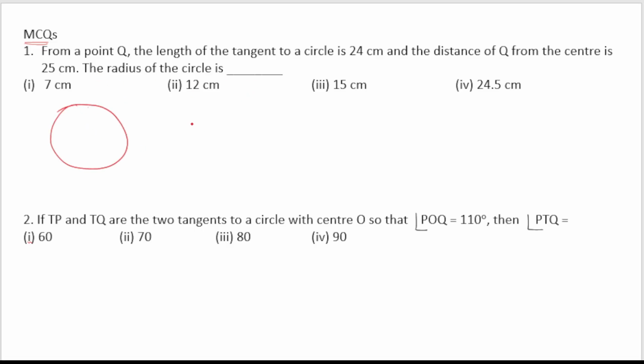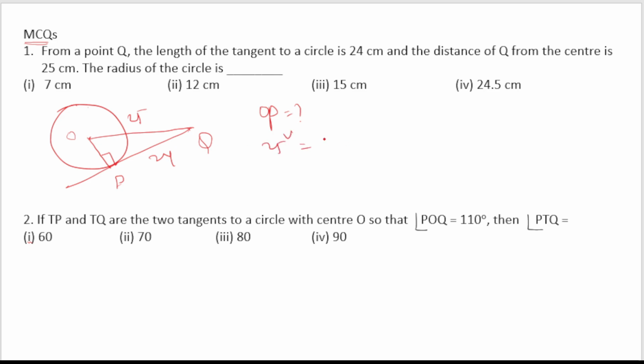See, this is a circle and from a point Q, the length of the tangent to the circle is 24 centimeters, and the distance of Q from the center O is 25 centimeters. The tangent is perpendicular to the radius and we will assume the point of contact as P. OP is perpendicular to PQ, so angle OPQ is 90 degrees. This forms a right angle triangle, so by using Pythagoras theorem, we can find OP, the radius.